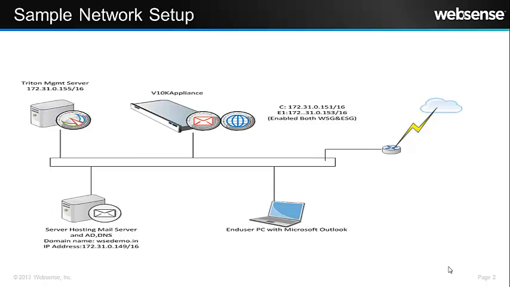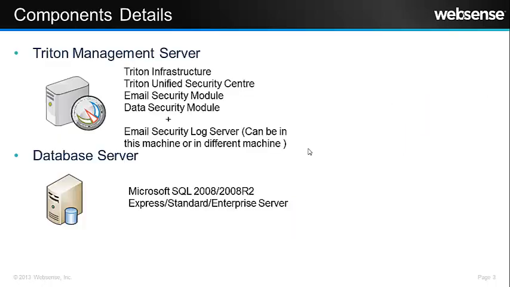Customer content filtering policies can be enforced on these mails based on enterprise requirements. In addition to this, the full-fledged Websense DLP module is tightly integrated to prevent data loss in email communication. This diagram explains the architecture outline. It comprises the following components: Triton Management Server, V10K Appliance, and then the required mail server and the client systems, which are all connected to the internet. Let me explain the components one by one.